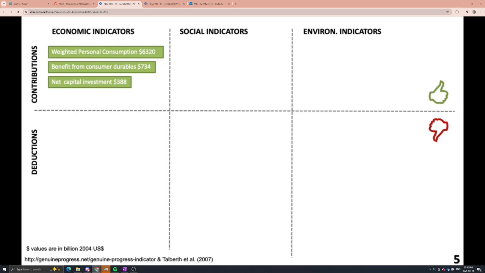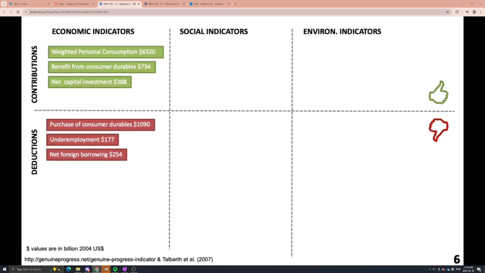Let's stay in the economic indicator column and look at the factors that detract from national welfare. In this bin, we have the purchase of these consumer durables, underemployment, and the net foreign borrowing. The first term captures the investment into the cars, washing machines, and so on that are necessary before we can benefit from them. Unemployment is generally not a good thing for an economy, and people who are unable to find work or sufficient work often suffer both economically and mentally. The GPI, therefore, considers the costs associated with underemployment as a detractor from national welfare.